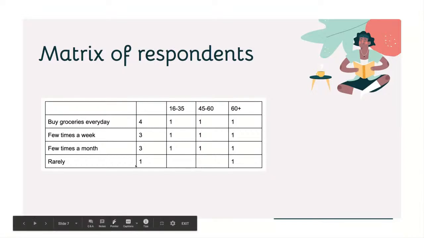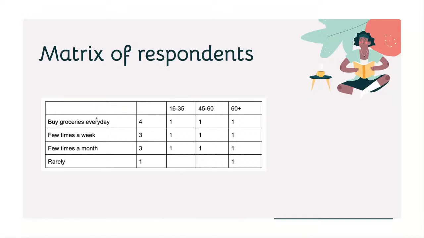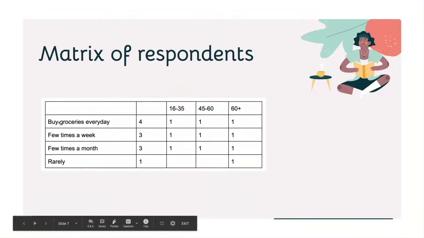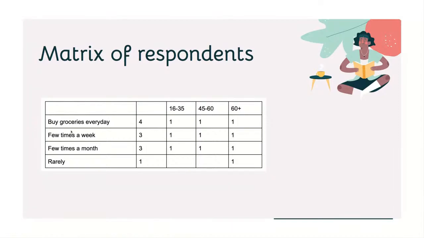If you remember, I was going to talk about grocery shopping and having an app. So in this side, I have whether they buy groceries every day, or a week, or per month, or rarely. So these are my age levels, like age ranges. So those who buy groceries every day, I'm going to recruit 4 people. So few times a week, I'm going to recruit 3 people. Few times a month, I'm going to recruit 3 people. And rarely, I'm going to recruit 1 person.